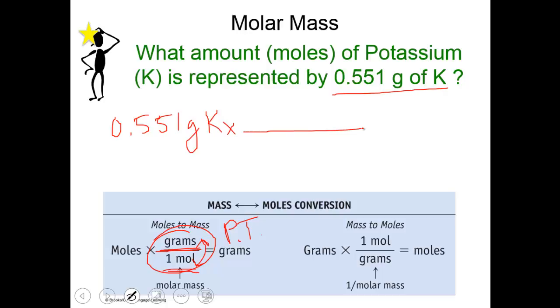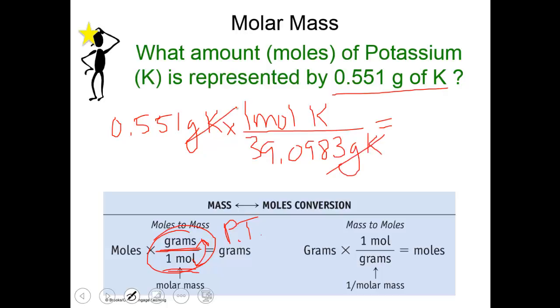So if I look up on the periodic table how much 1 mole of potassium weighs, and I'm going to put that on there, it weighs 39.0983 grams of potassium. The grams of potassium will cancel, and I will get 0.01409. And so that's how many moles of potassium we have.